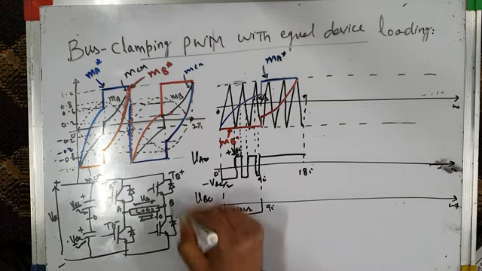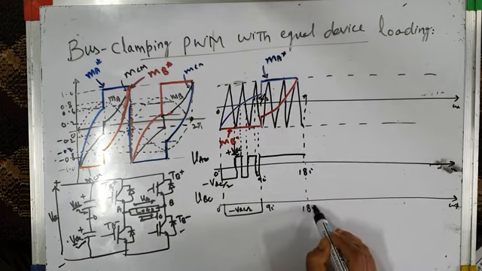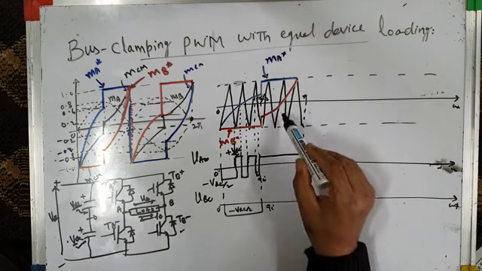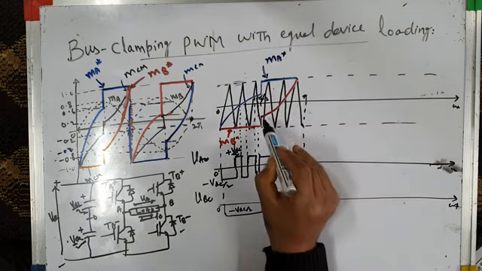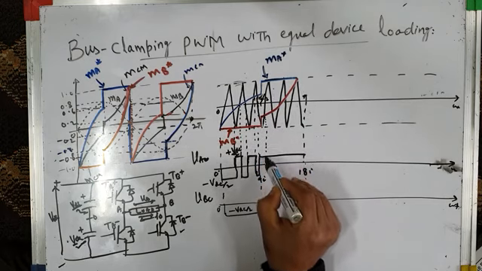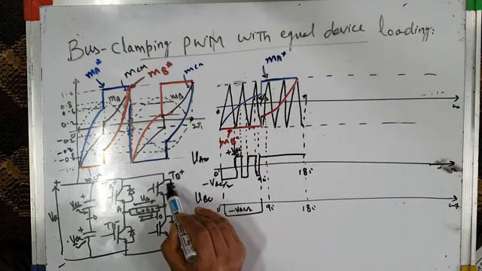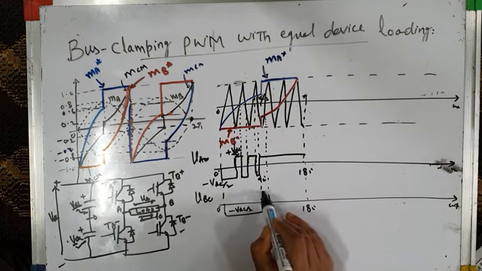And then there will be switching of this leg from 90 to 180 degrees. Here is 90 degrees and this is 180 degrees. Now we can see from 90 to 180 degrees, we start from this instant to this instant, MB star is higher in amplitude than the triangular carrier wave. So the top switch TB plus is on and VBO is plus VDC by 2, from here to here it will be plus VDC by 2.